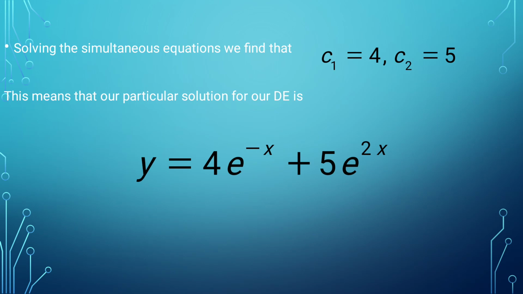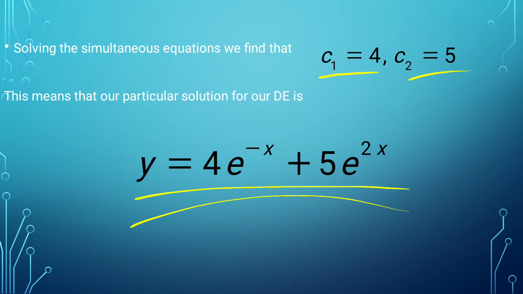Okay, now if you solve this, you'll find that C1 is 4 and C2 is 5. So this means that our particular solution for our DE, substituting the value of C1 and the value of C2, is actually this. And this is now what we are calling the particular solution for this differential equation. So we have looked at two things: general solutions, which have constants, and particular solutions, where the C's have been substituted. That's what we call the particular solution for this given DE.